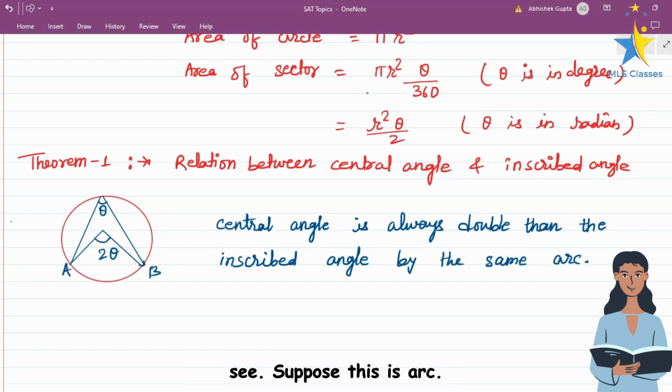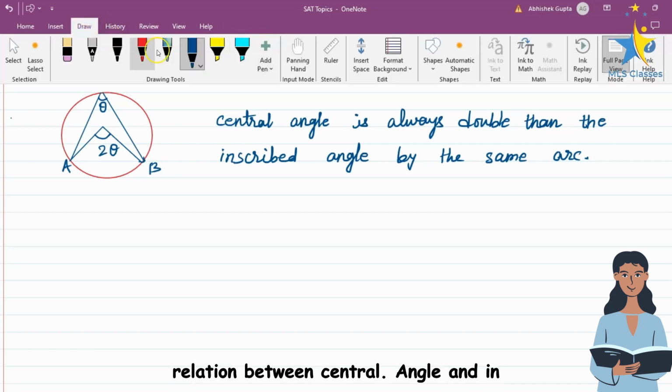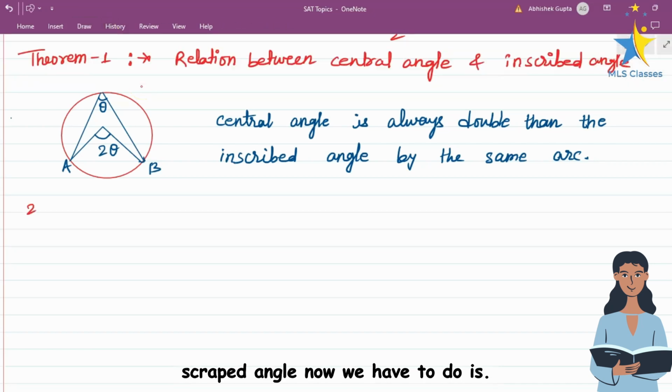Like here you can see, suppose this is arc AB, then AB is drawing these two angles. One angle subtended at the center is the central angle. Subtended at the circumference from inside, it's the inscribed angle. If it is from outside the circle, then that is the circumscribed angle. This is the relation between central angle and inscribed angle.